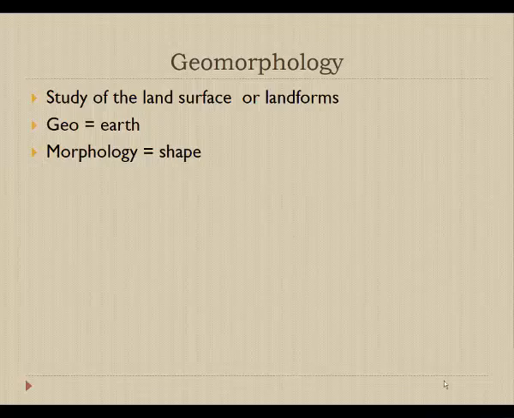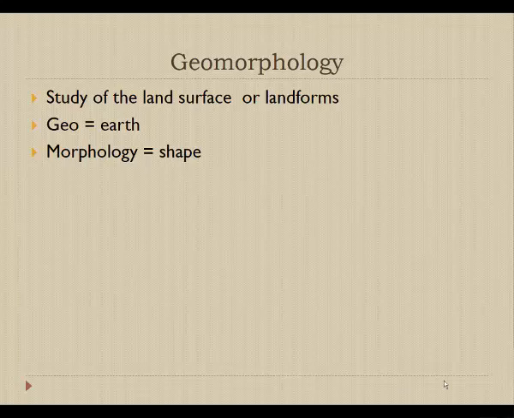So before we get into the specifics of volcanoes, I just want to introduce some more general terms that come up in this chapter, chapter 9, and one of those is geomorphology. So geo means earth, and morphology is the study of different kinds of shapes and the way things appear. And so geomorphology is the study of land surface features or landforms, and also how these things change over time.